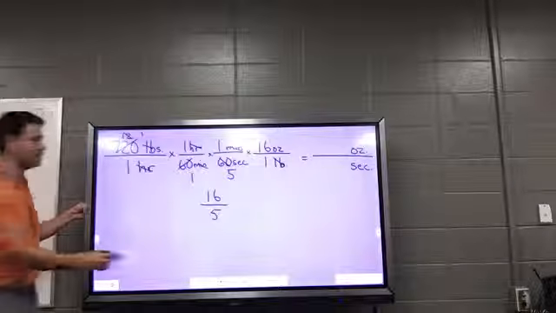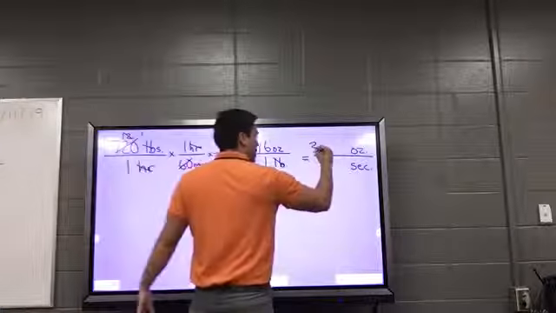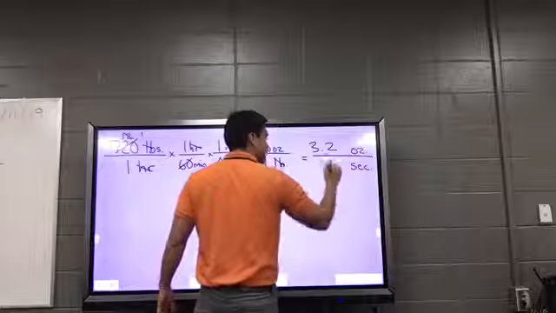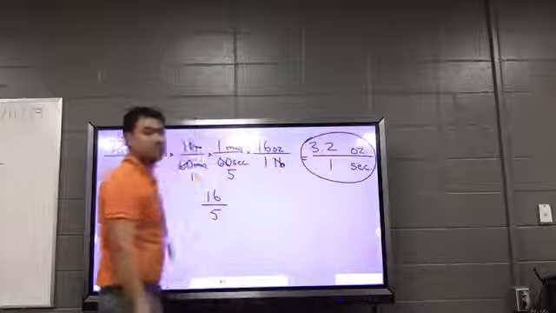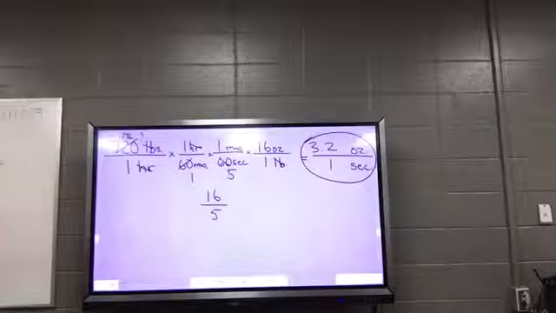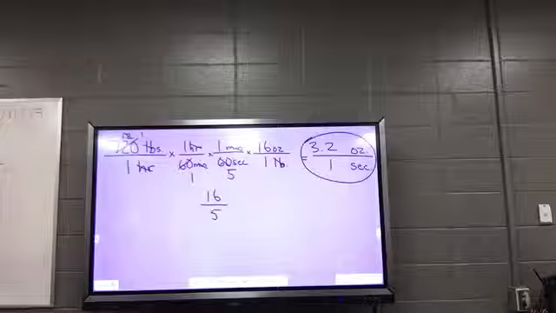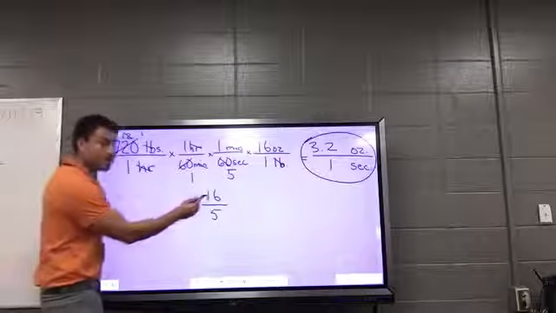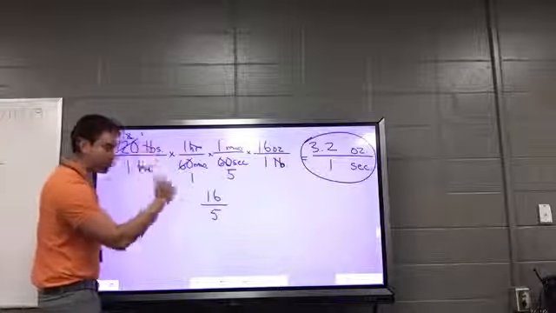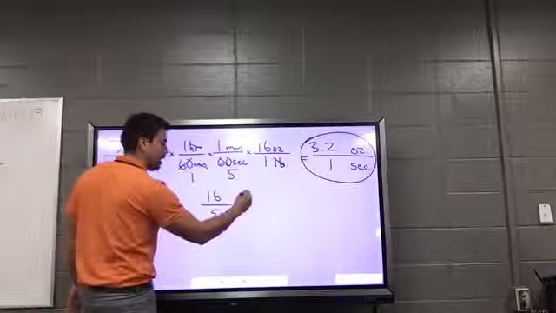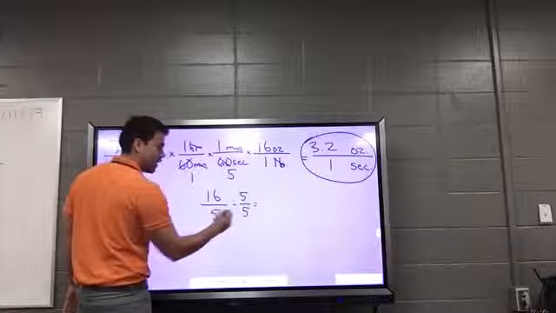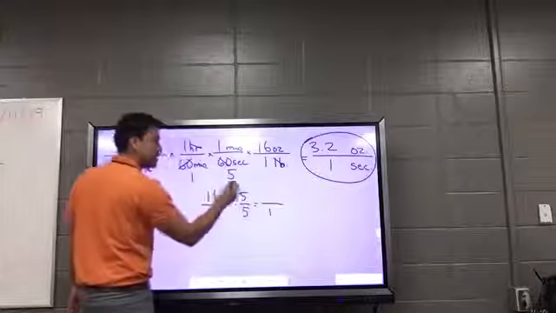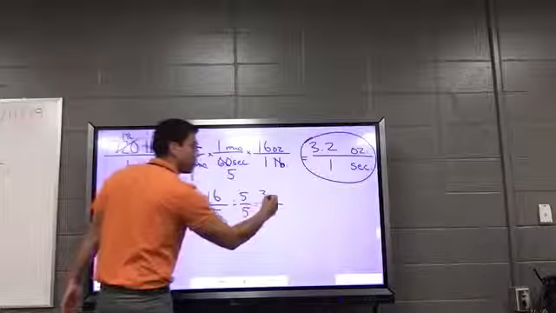And then what does that give you? I think 3.2 ounces per 1 second. I got 4. So how technically you're doing it, aren't you dividing it by 5 over 5? All right. So 5 divided by 5, 1. 16 divided by 5, 3.2.